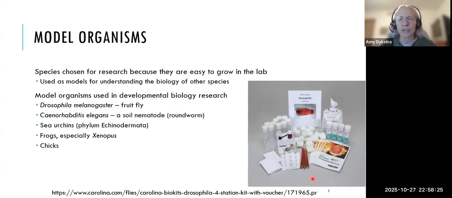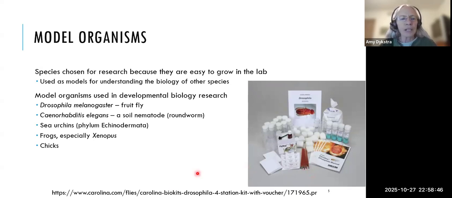And I used to do this all the time with my AP biology students. They don't take very much space, and you can easily combine them and mate them, and they can produce offspring. And this all happens within weeks to months.